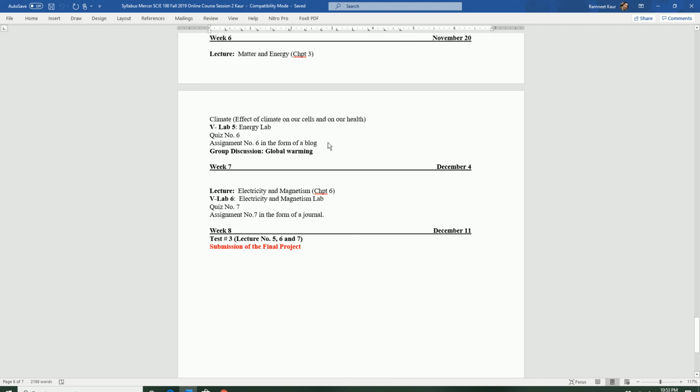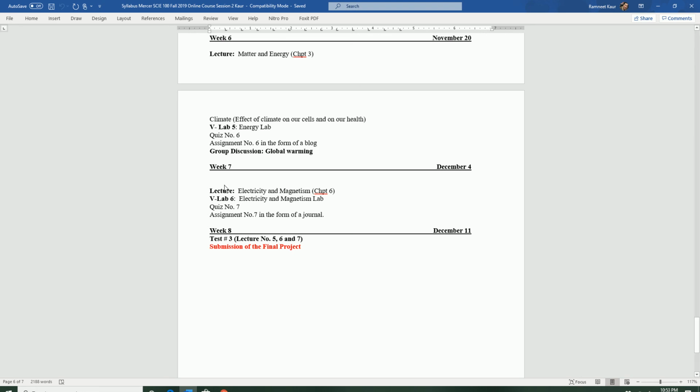Then again we have a group discussion, and the topic of discussion is global warming. Here again we are going to interact with each other. So people can write their views about global warming. What are the impacts of global warming on our life?